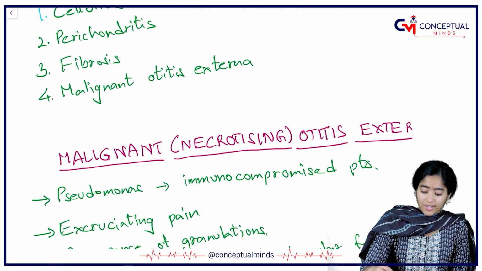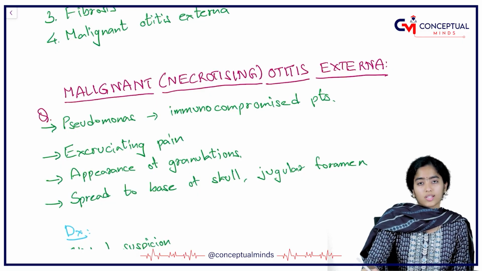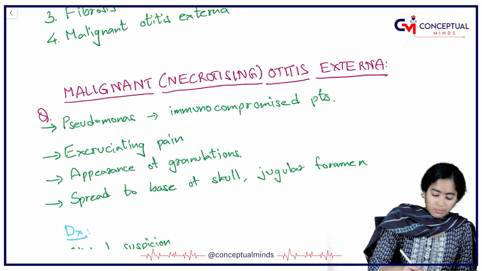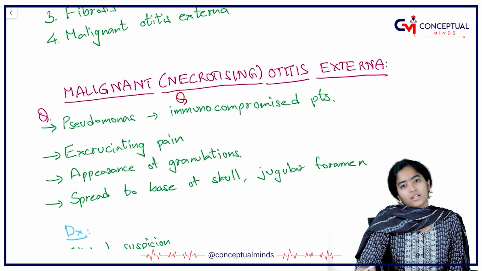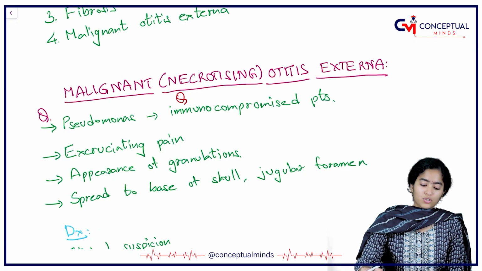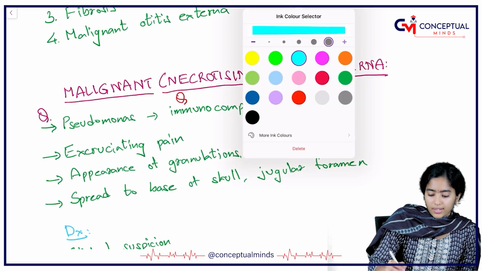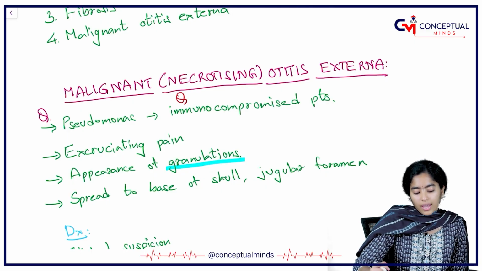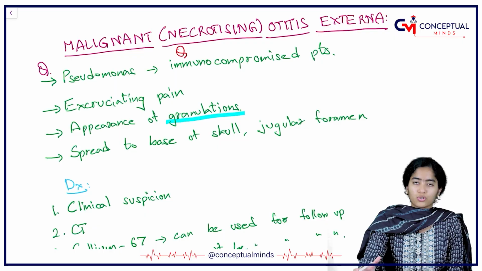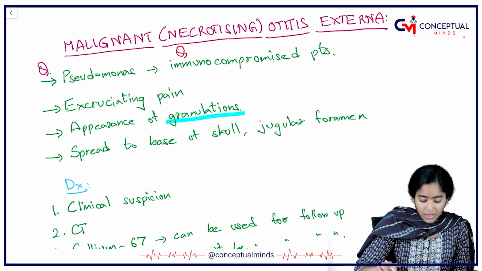Now let us learn about malignant otitis externa. The most common organism causing malignant otitis externa is Pseudomonas, and it occurs in immunocompromised patients. So if an immunocompromised patient is given in the question, please think about malignant otitis externa and Pseudomonas. The patient will have excruciating pain, and another hint that you will get in the question is that there are granulations in the external auditory canal. This infection can spread to the base of the skull and jugular foramen, making it very dangerous because it can later on cause cranial nerve palsies.